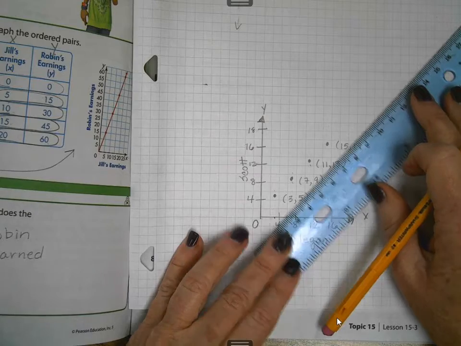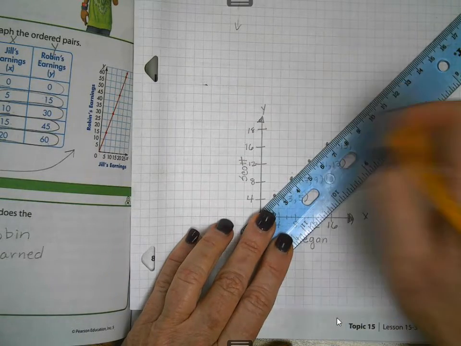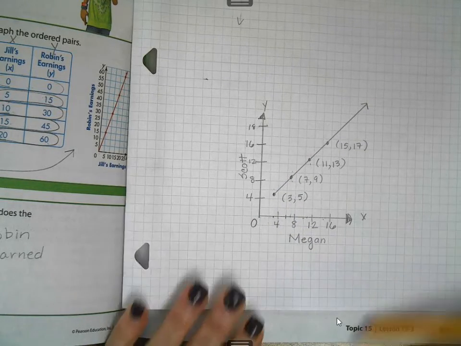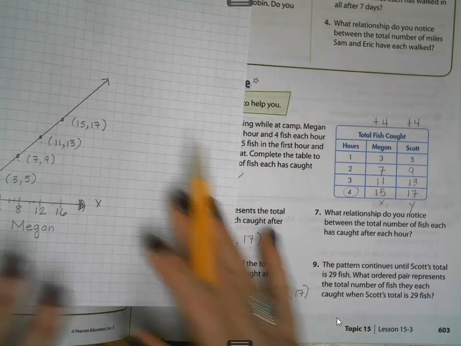We started at (3, 5), and for all intents and purposes, I've done a pretty good job here. I have a straight line right there. So my pattern looks good. All right. Now, there is a question.